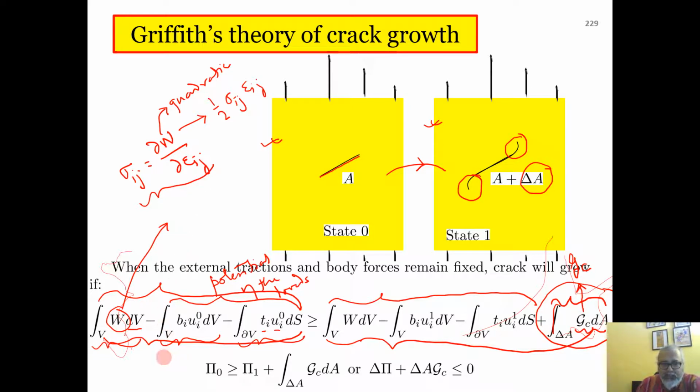Call this pi naught, the potential energy in state 0, and call this pi 1, the potential energy in state 1, and assume that delta A is small so that this integral can be replaced by gc times delta A. If you do that, then delta pi, which is pi naught minus pi 1, the decrease in potential energy due to formation of the crack, plus the energy required to form the crack, that is delta A times gc, has to be less than or equal to 0. So this is the condition for the formation of a crack in an elastic system, according to Griffith.